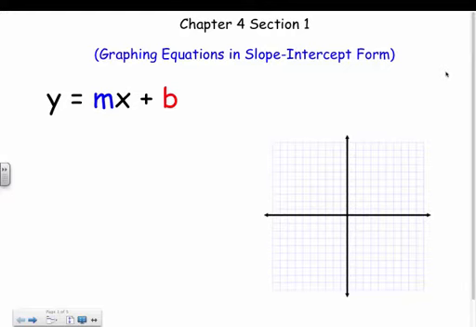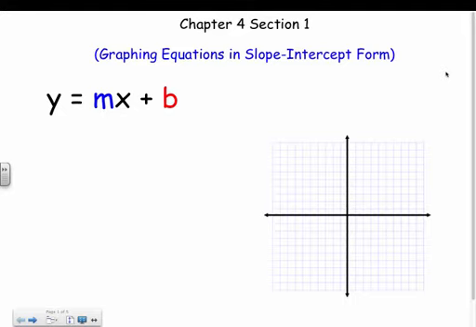Lines in Chapter 4. So first thing, let's start off with our slope-intercept form, our most common form that we use for equations of lines. And we're going to graph all of ours in slope-intercept form today. And so a quick review on slope-intercept form. It's y equals mx plus b.